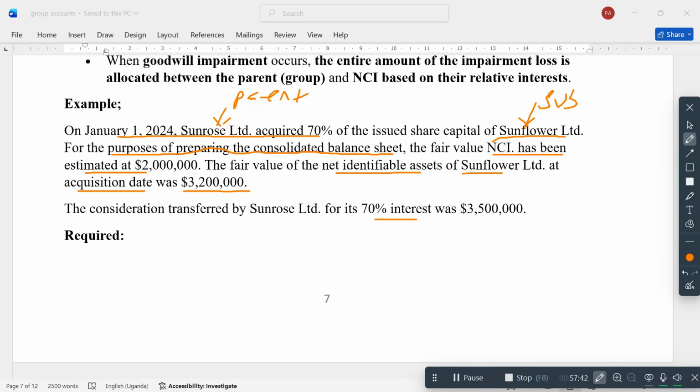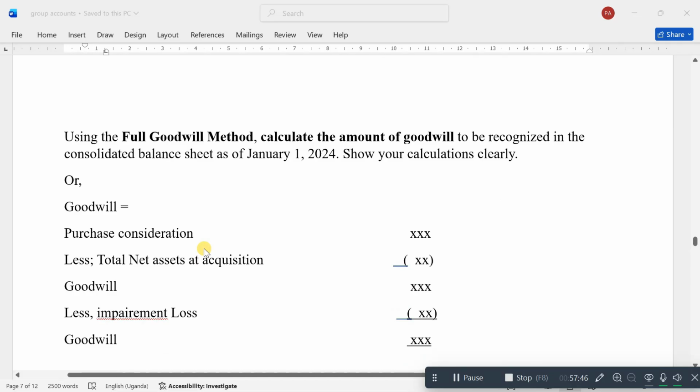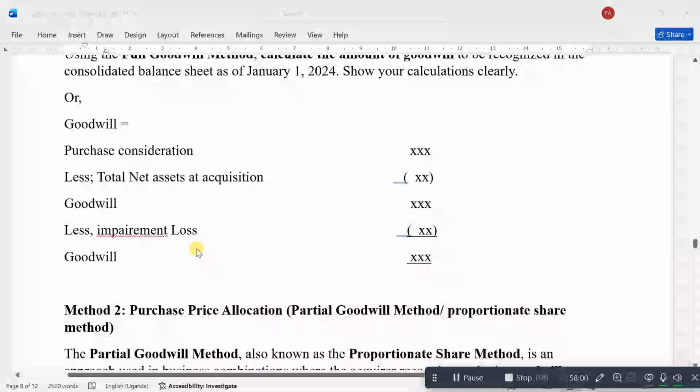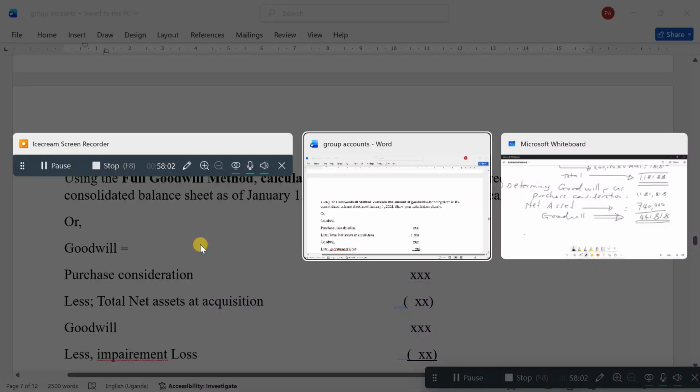So they have given you the purchase consideration, the net assets, and the fair value of NCI. Now they're asking you, as required, using the full goodwill method, to calculate the amount of goodwill to be recognized in the consolidated balance sheet as at January 1st. Show your calculation clearly. Then after, we shall try to use the other method also, and we shall move on.